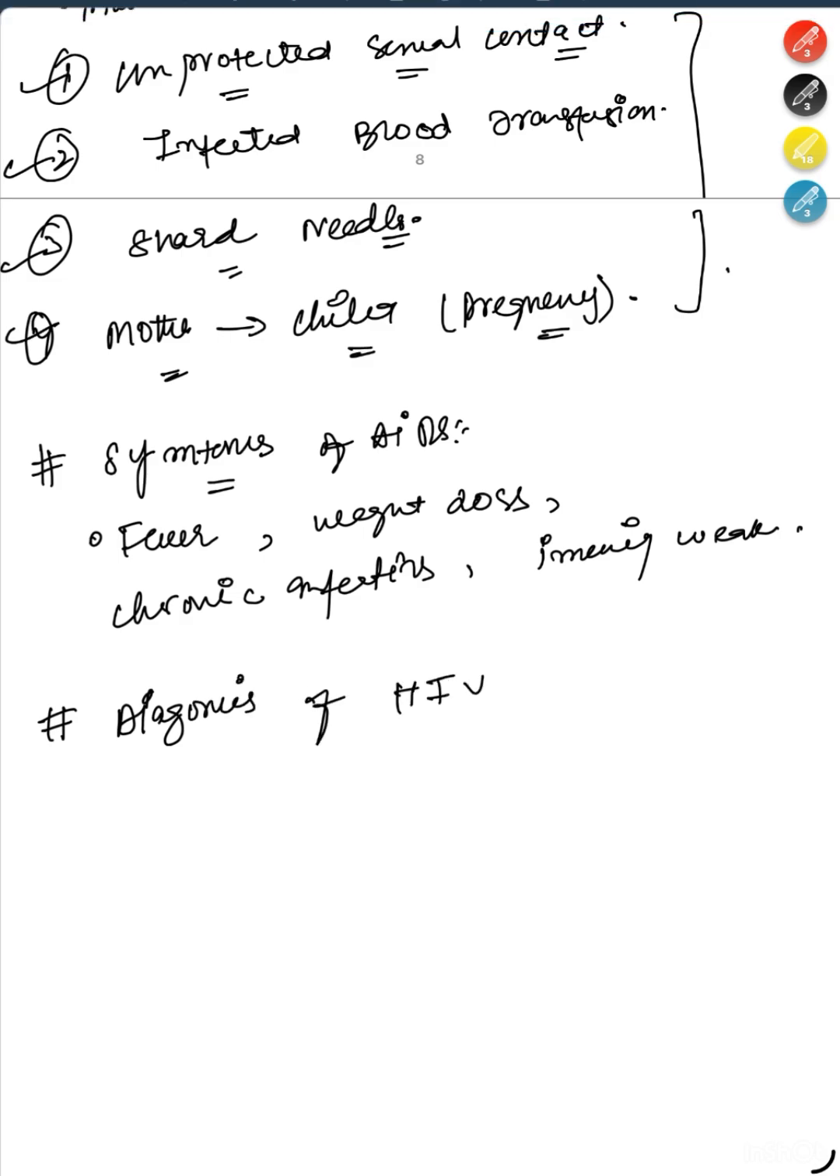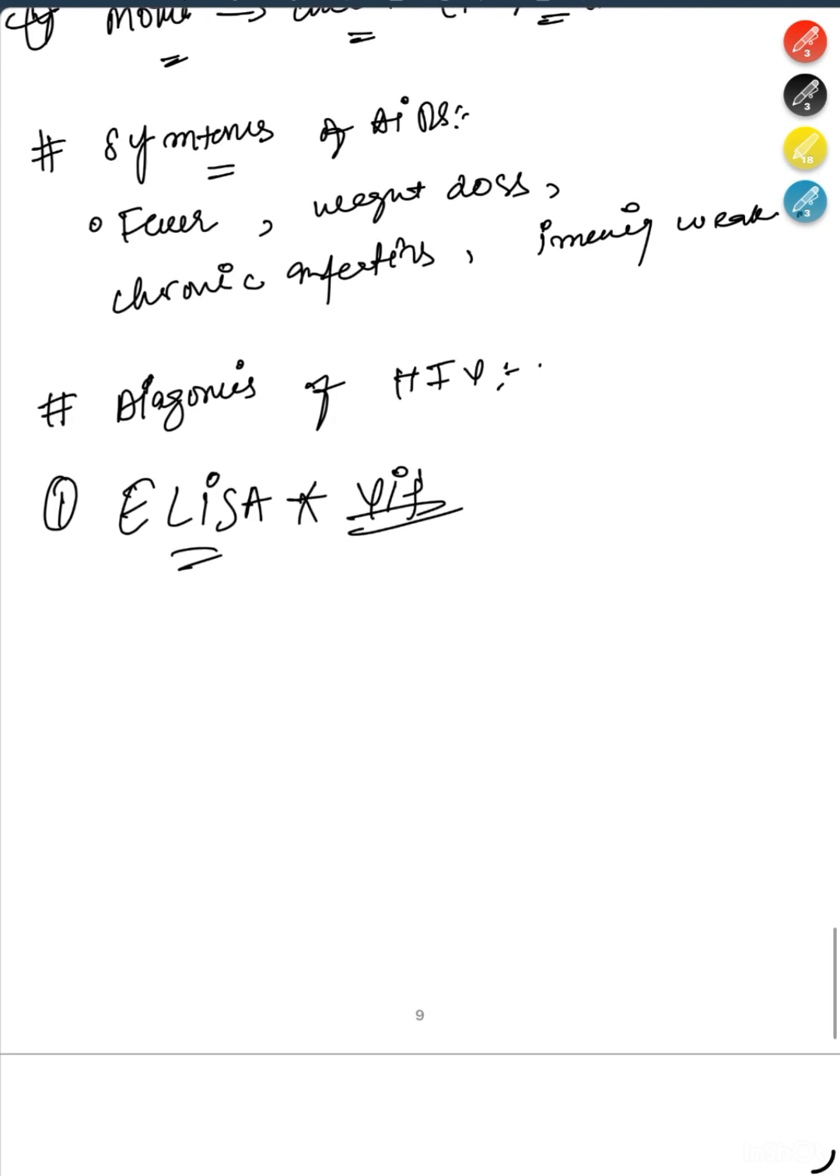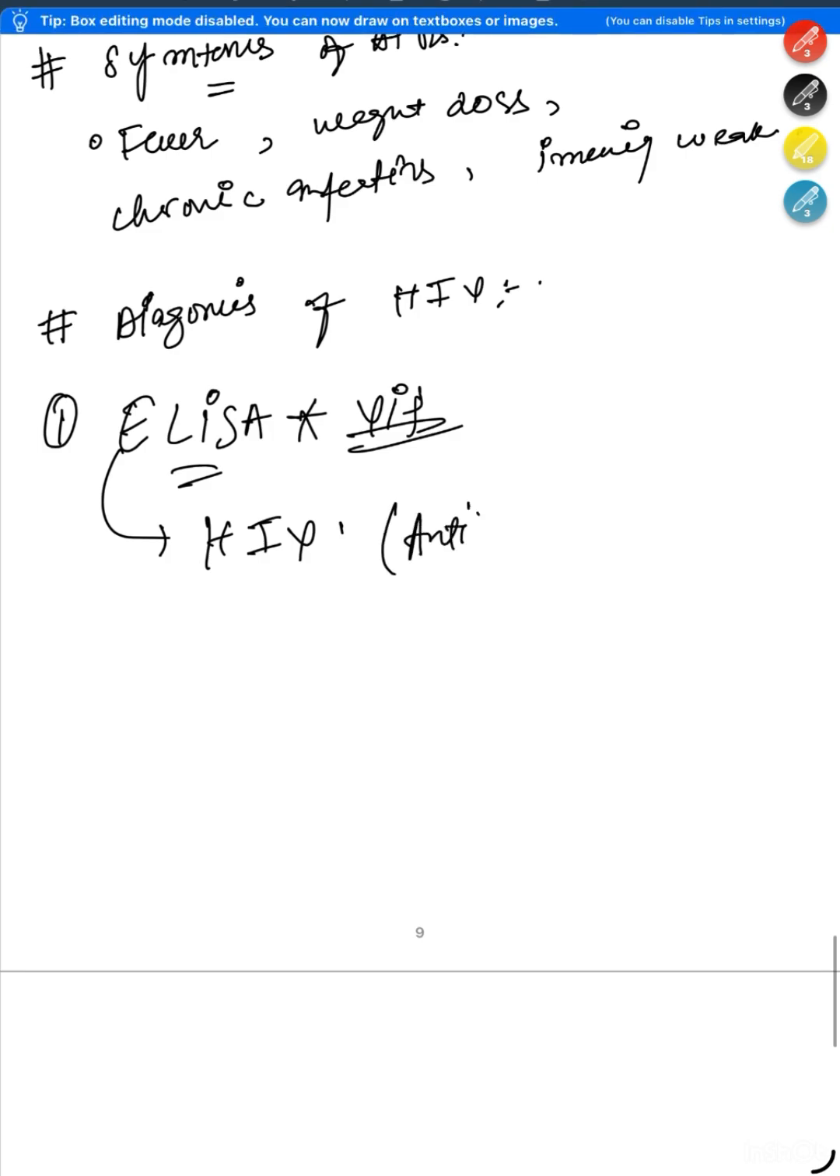Fine. Now if we talk about how we can diagnose HIV, diagnosis is important also. Diagnosis of this HIV. Fine. So there's a test that we call the ELISA test. ELISA. Very important. It has been asked a thousand times in NEET. Fine. What is this ELISA test? It's used for the detection of HIV. Fine. What does it do? It detects antibodies.